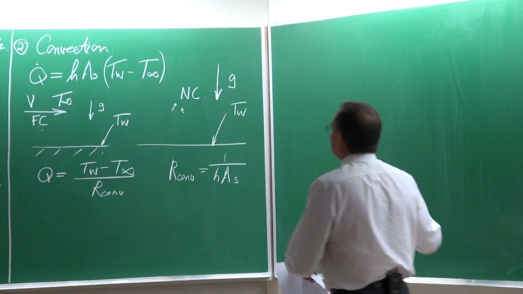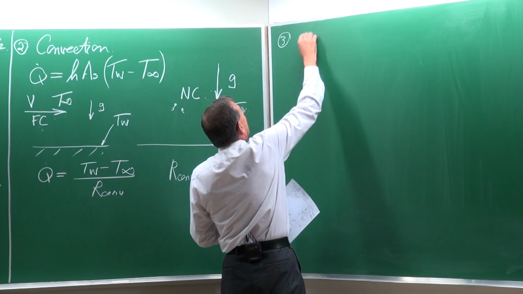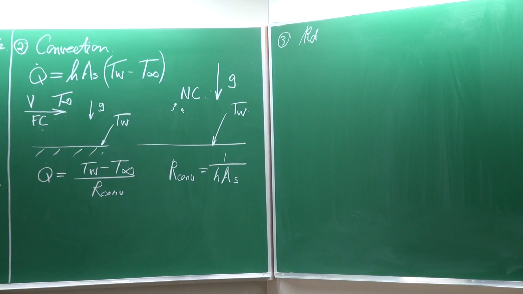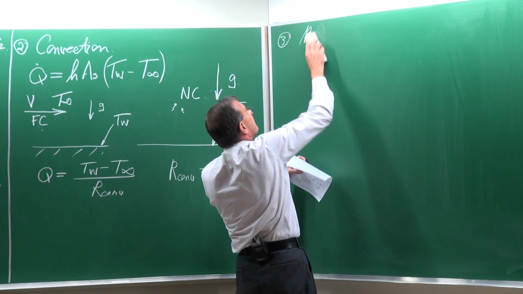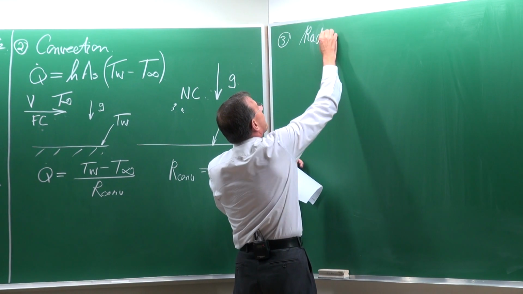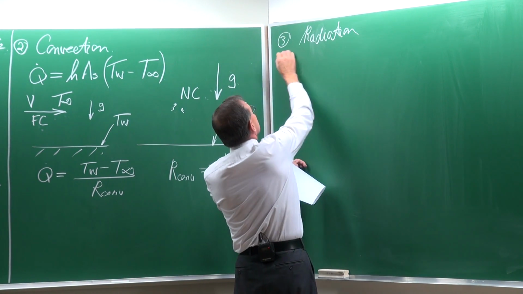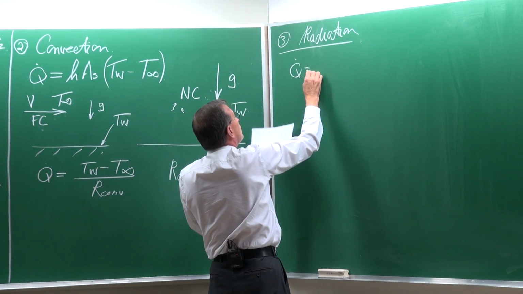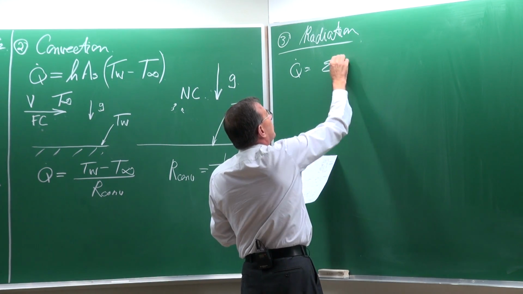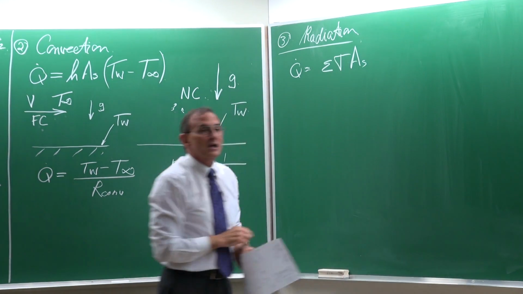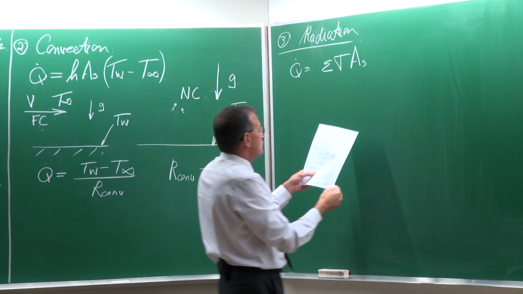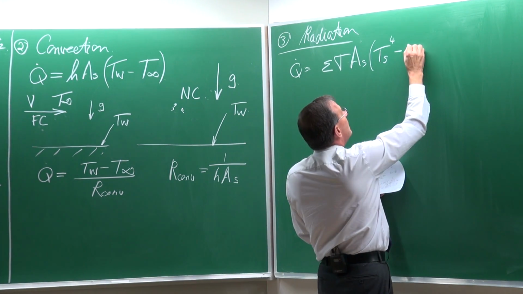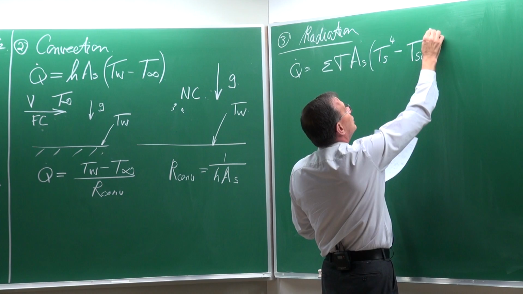Right. Now the third mode of heat transfer is a little bit more difficult, and that is radiation heat transfer. The radiation heat transfer rate is equal to the emissivity multiplied by the Stefan-Boltzmann constant, the area over which the heat transfer occurs, multiplied by the temperature of the surface to the fourth minus the temperature of the surroundings to the fourth.